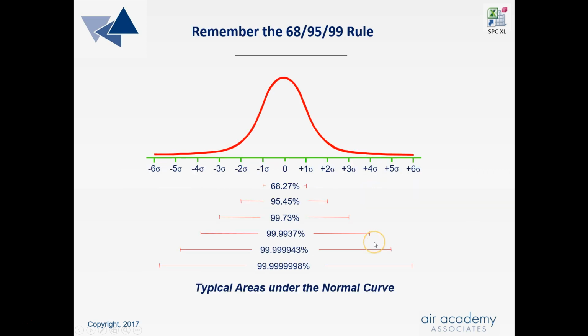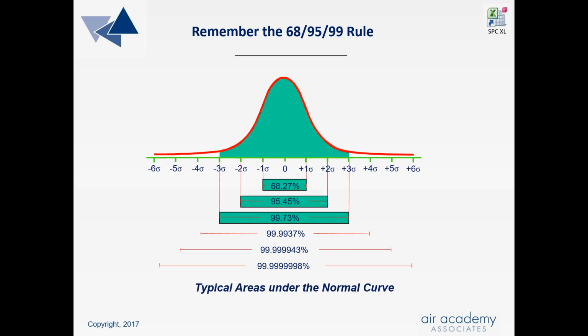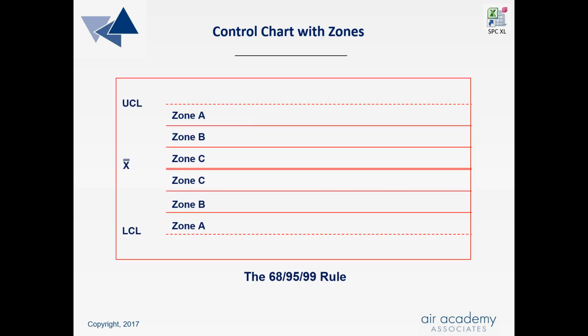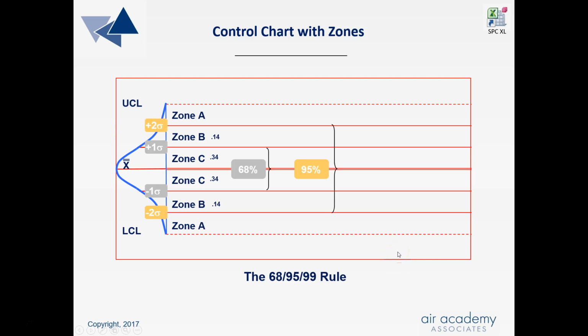Remember the 68, 95, 99 rule from your training? SPC Excel uses these percentages, 68, 95, and 99%, to develop zones on the control chart as shown on the next page. These zones are, of course, as you can see, plus 1, plus 2, plus 3 standard deviations above the mean. We're going to tilt the normal distribution sideways and extend the zone lines out to relate to the plus or minus 1, plus or minus 2, and plus or minus 3 sigma areas.